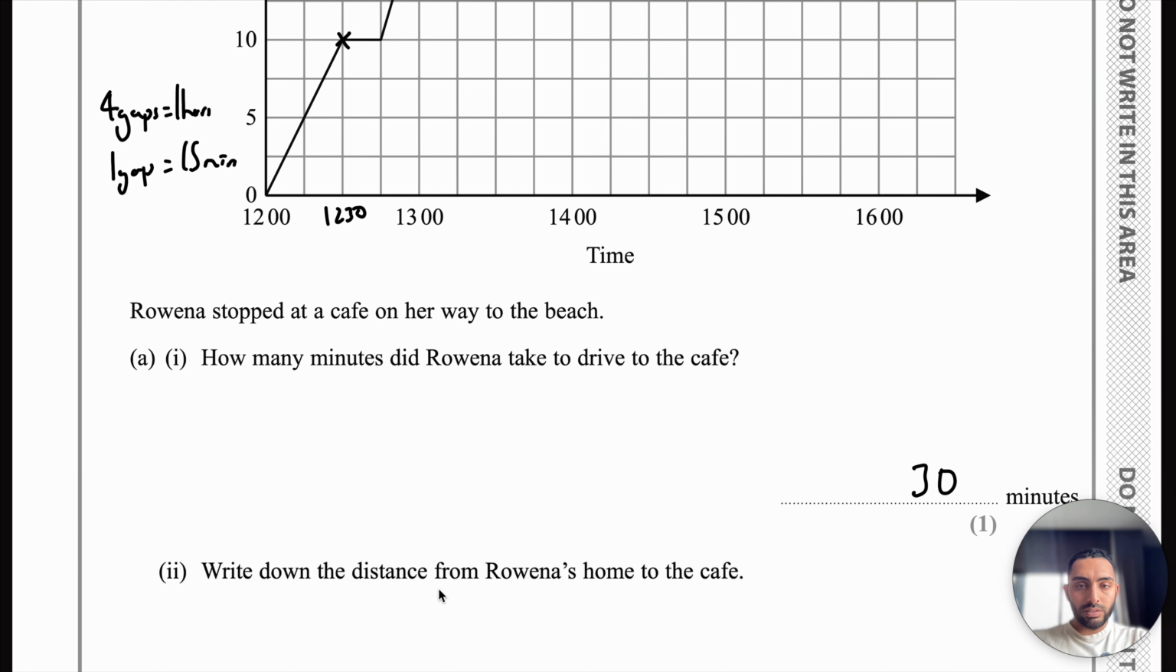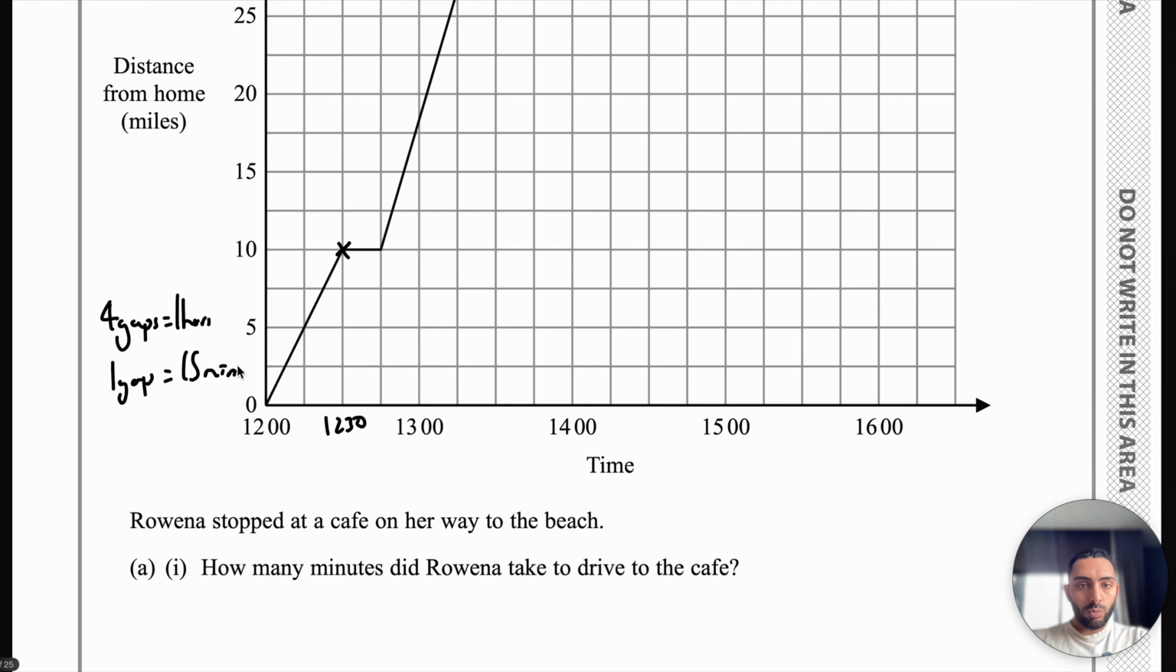Part 2, write down the distance from Rowena's home to the cafe. We'll find the distance between Rowena's home, where she set off from, and the cafe, which is where she stopped. So that would be 10 miles.